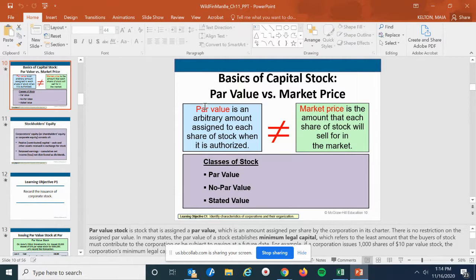Par value is just an arbitrary number, and it's kind of a low number. So let's say you have a stock with a par value of $10, but the market price, the investors decide to buy your stock for $30. The difference between the two is what we call paid-in capital.